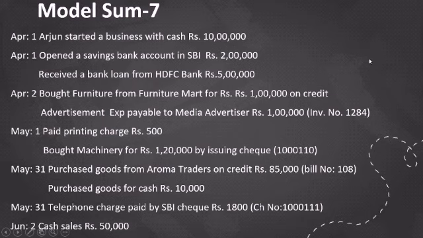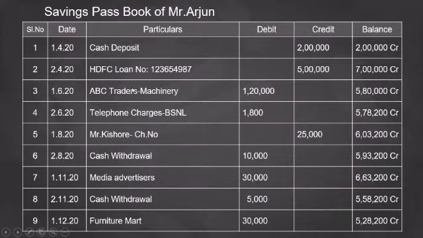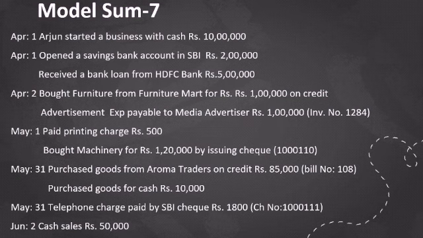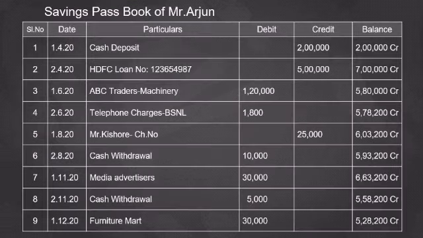After that he receives a bank loan on the same day itself. The value is 5 lakhs. But here the bank received the loan on the 2nd of April only. So in the transaction we can see he is receiving the bank loan on 1st of April, but in the passbook it is reflecting on the 2nd of April only. It is credited with the 5 lakhs and the balance is 5 lakh plus this 2 lakh, which is 7 lakh.